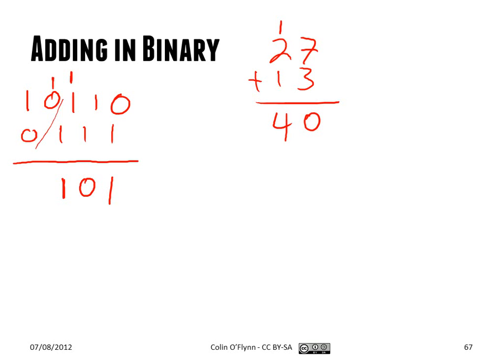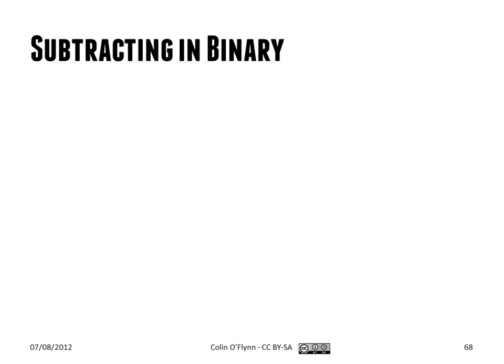And I sort of wrote these not underlined. So then we'd have 0 plus 0 plus the carry of 1, which gives us 1. And finally, 1 plus 0 is 1. So you can see that it's very, very similar to how we add with decimal numbers. Subtracting in binary, again, same sort of idea.